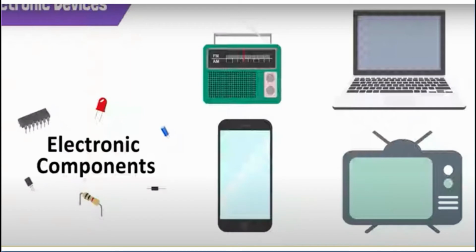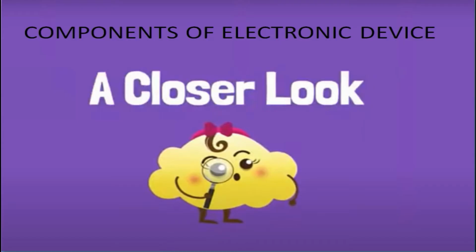Electronic devices such as computers, radios, TV and cell phones are made up of different components. Components means a piece or a part. Let's have a closer look at the components that form an electronic device. This means any electronic device is made up of certain parts, certain components. We are going to have a look through them one by one.